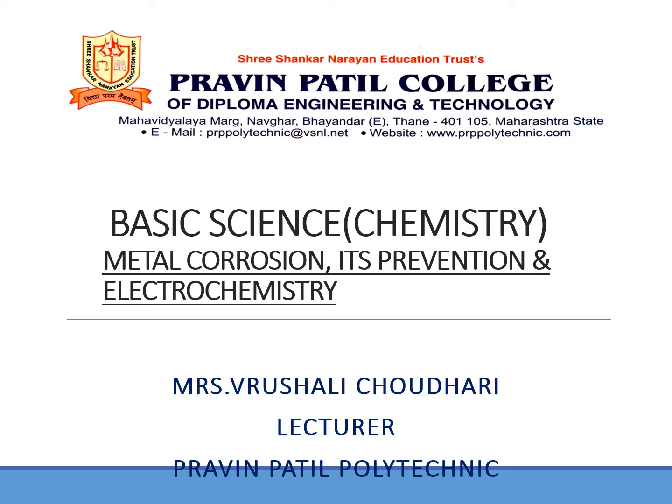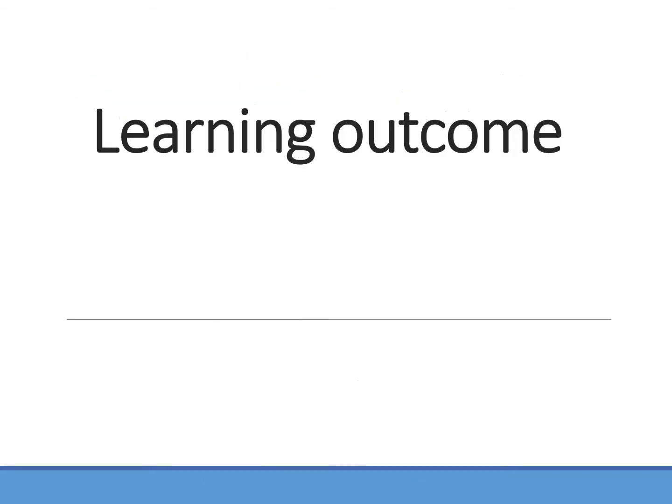We have already started with the chapter on metal corrosion, its prevention, and electrochemistry. That is the second chapter of your syllabus. We are done with corrosion and its prevention. Today we are going to deal with electrochemistry. What is electrochemistry that we are going to learn?